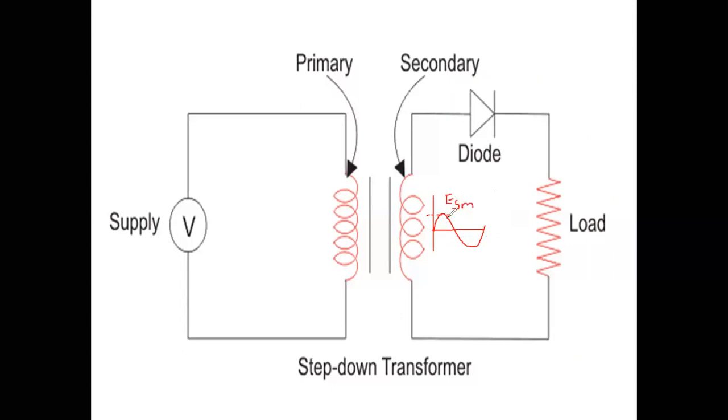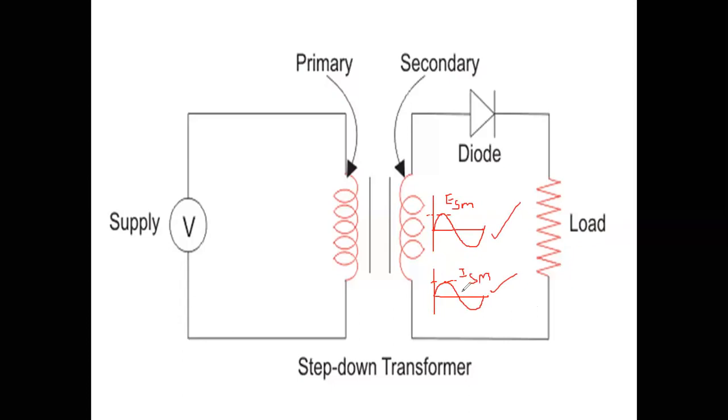If voltage is maximum, current also will become maximum. If voltage is minimum, current becomes minimum. If this is the voltage level, then the corresponding current is this. This is the current value. I call it ISM, secondary maximum current. Since the input for the rectifier is AC, the input current is also AC.